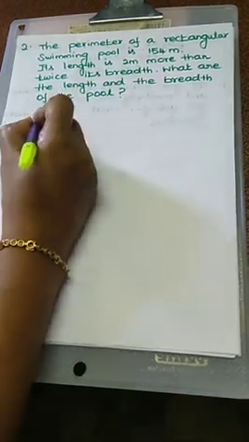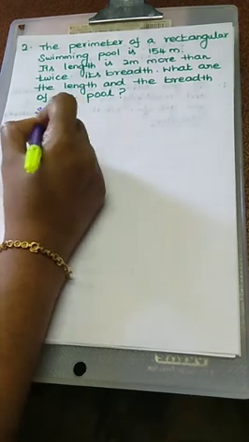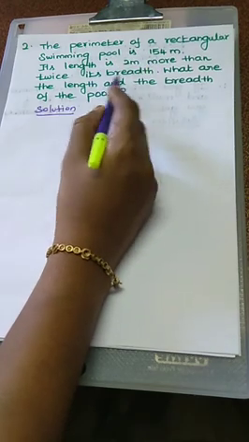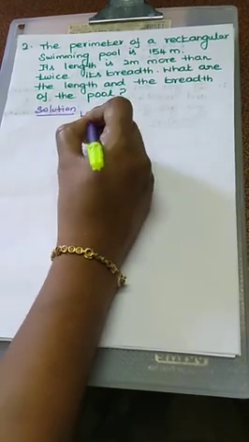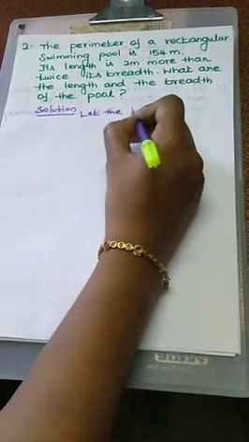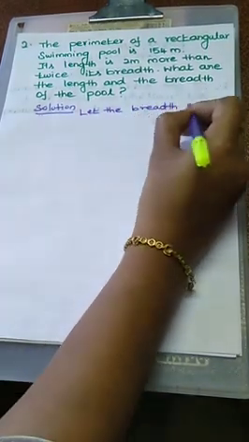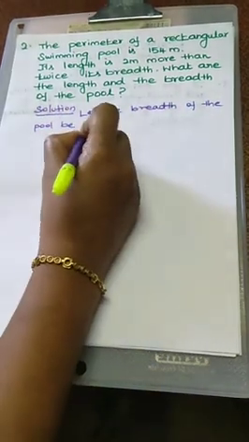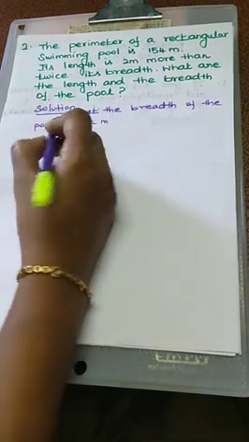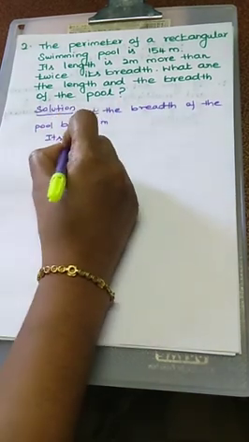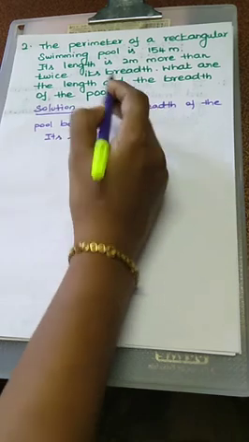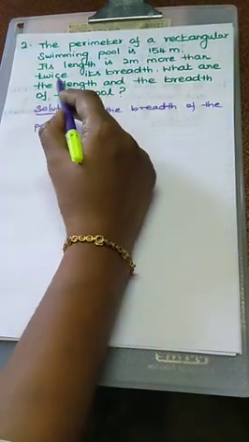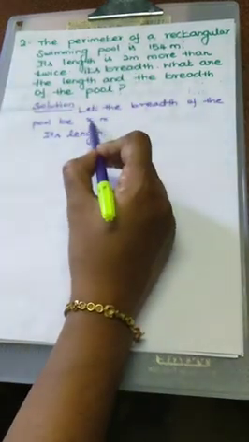First we have to take the given values. What is given? Perimeter is the main value. First we imagine the breadth value. Let the breadth of the pool be x, that is x meter. Next, what is its length? Its length is equal to, the main clue is, 2 meter more than, that is we have to add 2 meter, twice its breadth. We take breadth as x only.